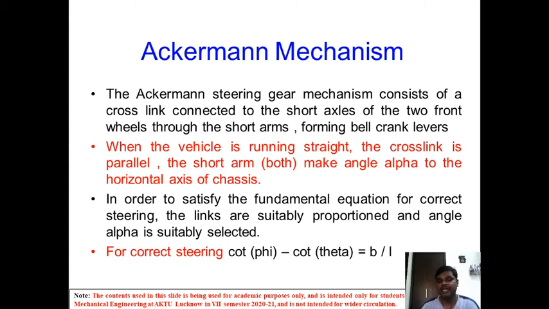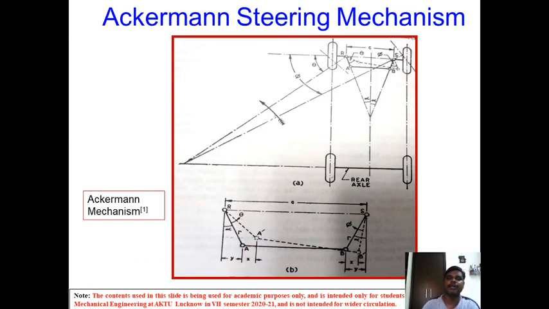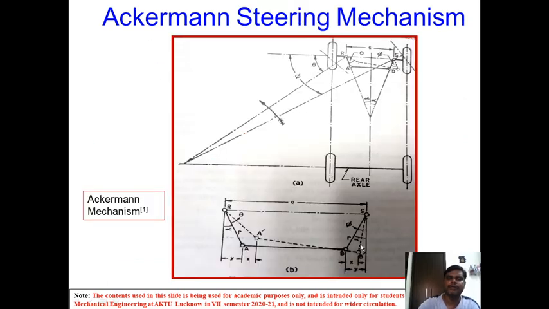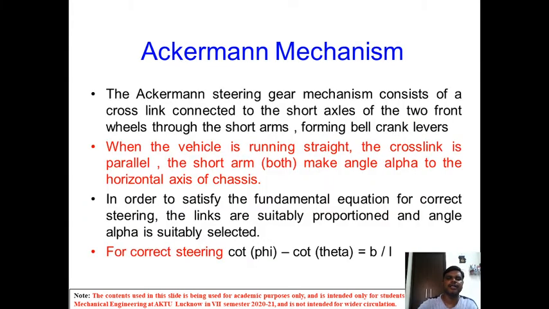Okay, because as we know, in that case the correct steering condition is cot phi minus cot theta, that is equal to B by L. So here we can see that this is phi angle, the bigger one, and this is theta angle. Okay, so while taking a turn, it must be satisfied with the condition that cot phi minus cot theta must be equal to B by L. Okay, so L is the wheelbase. So this is the required condition for correct steering in case of Ackermann steering.